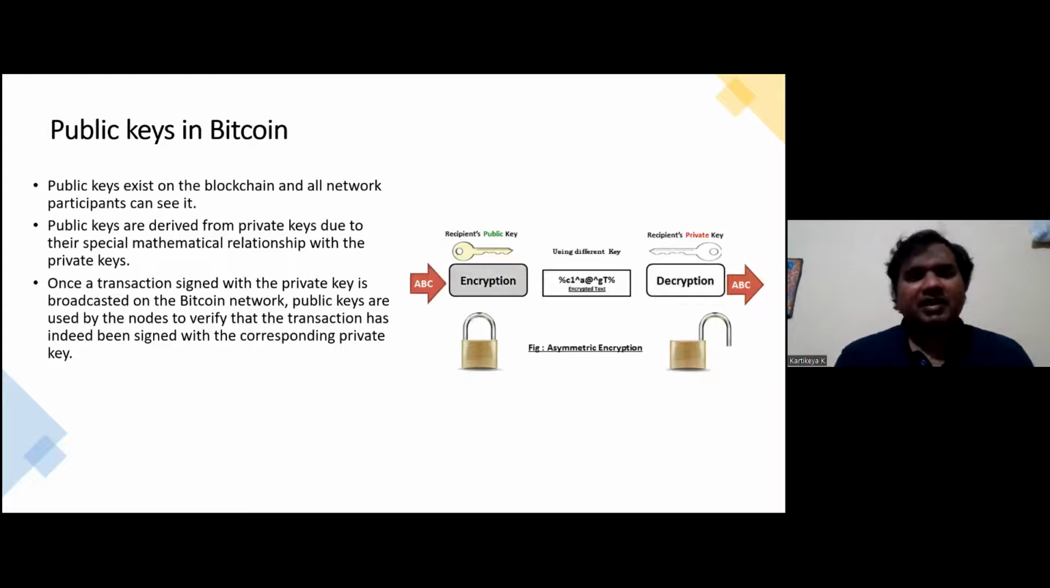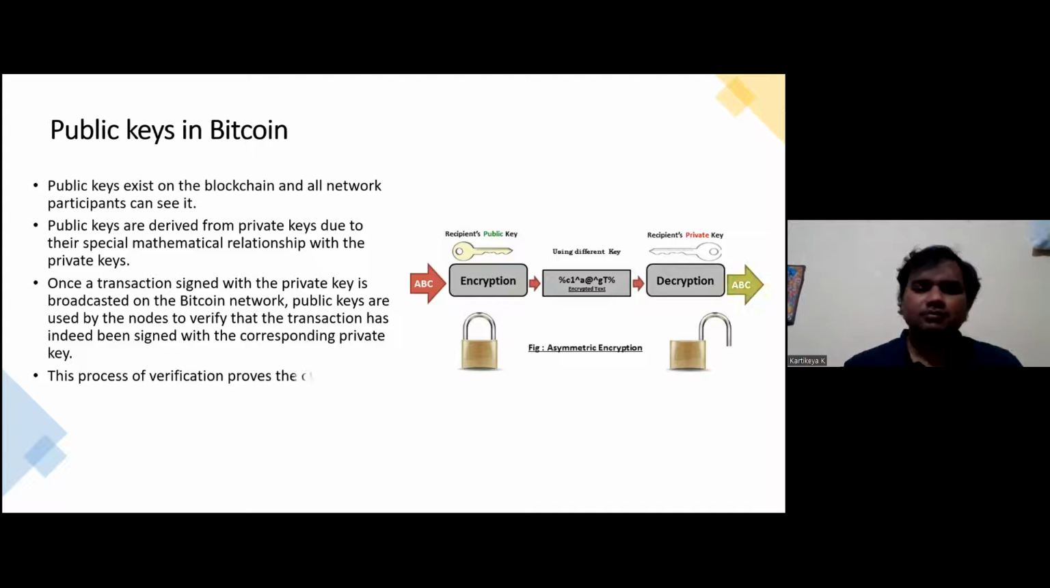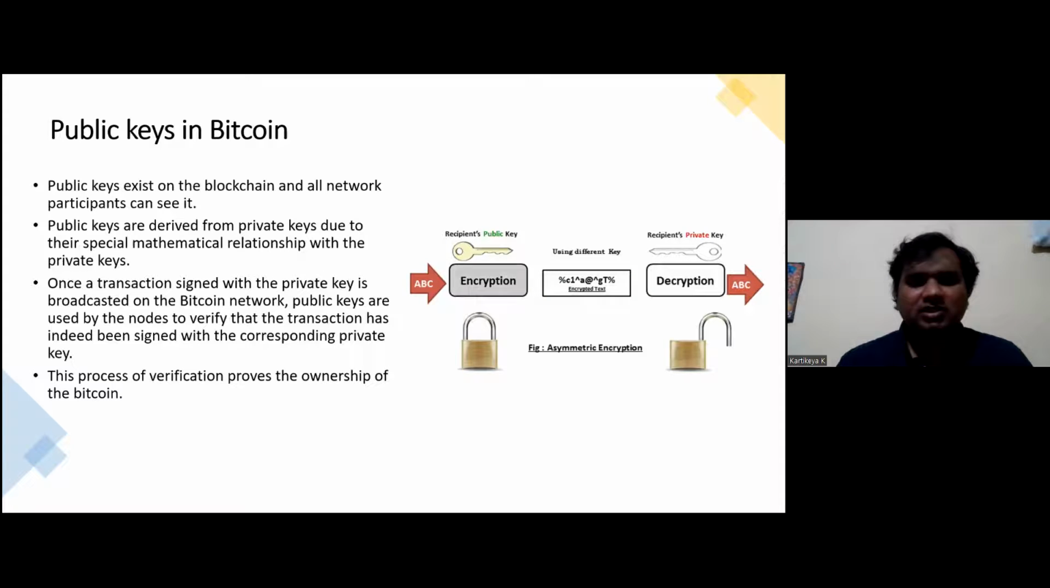Once a transaction signed with a private key is broadcasted on the Bitcoin network, public keys are used by the nodes to verify that the transaction has indeed been signed by the corresponding private key. So this public key is used to verify whether the transaction is valid or invalid, authentic or not authentic. Then the nodes will verify the transaction with the help of this public key, against the private key of the owner. This process of verification proves the ownership of the Bitcoin. This is how the verification of a transaction happens with the public key.